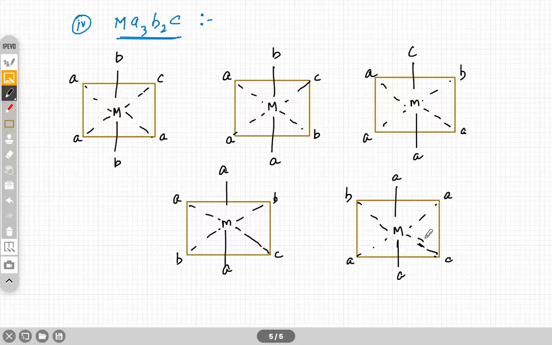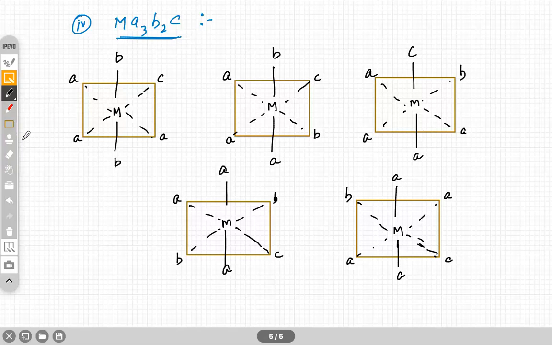Okay, like this you can draw many structures, but again you have to compare whether the drawn structure is same or different, right? So here you see we have 3A at the corner. With respect to B, we can say B is at 180. Here B is at 90. So these two structures are different, definitely.